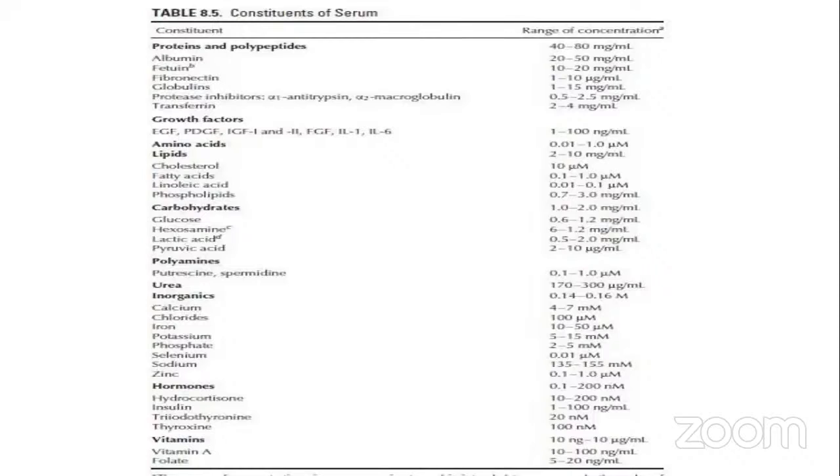Proteins, polypeptides, growth factors. Please mute yourself.